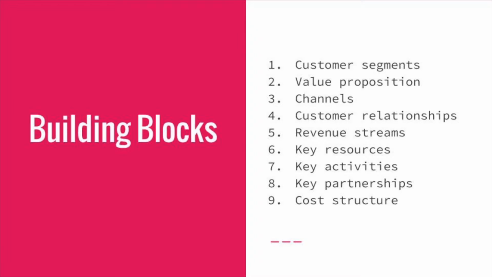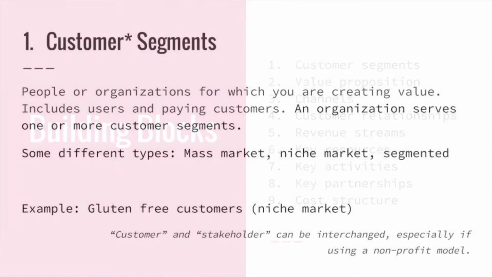So the 9 building blocks are customer segments, value propositions, channels, customer relationships, revenue streams, key resources, key activities, key partnerships, and cost structure.